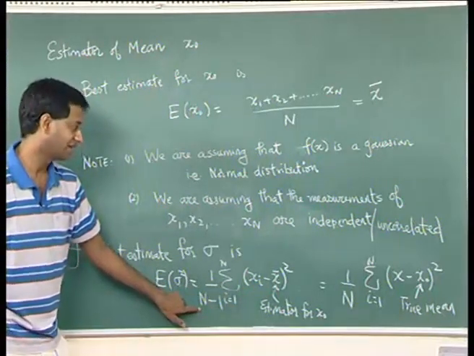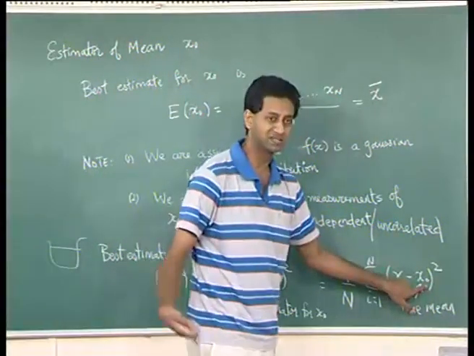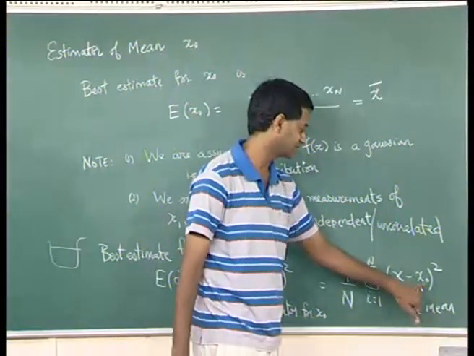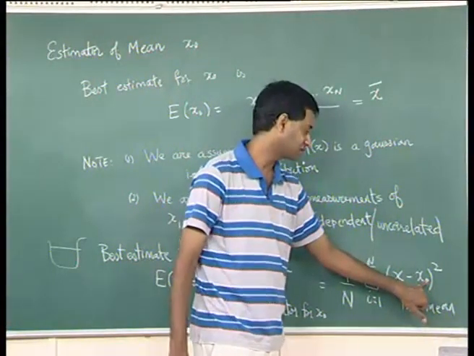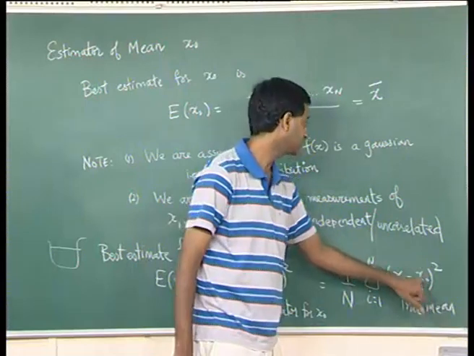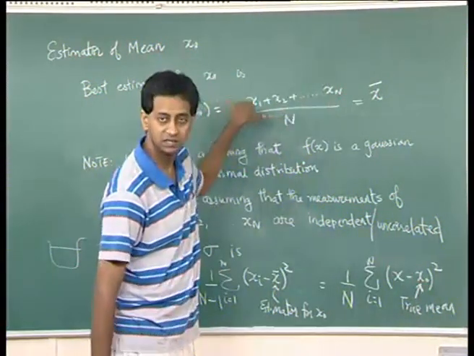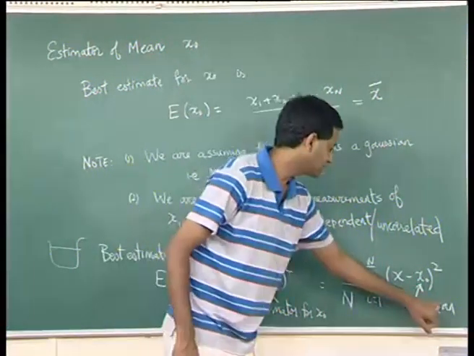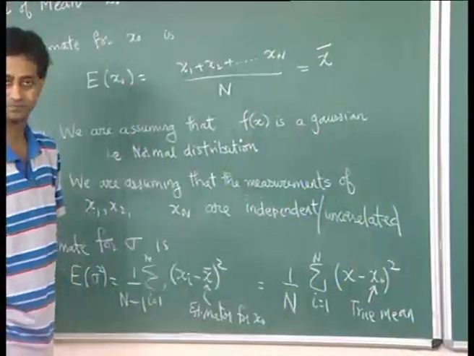1 over n minus 1. If you know the true mean by some other method, if there is some method that helps you actually calculate the true mean without using these measurements, then you use 1 over n.